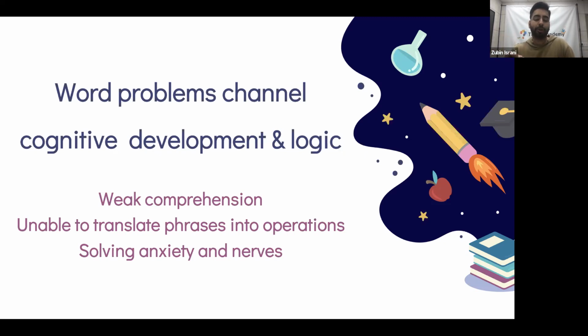Number 2 is being unable to translate phrases into operations. When you have mathematical phrases, kids tend to get confused on what operation to use for grade 1 to 2. So underline them and try to know, how do we translate this into a mathematical operation?